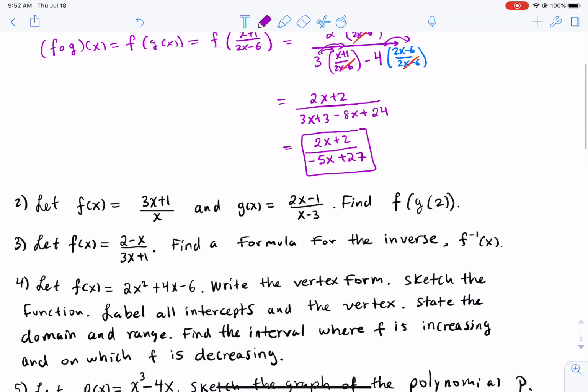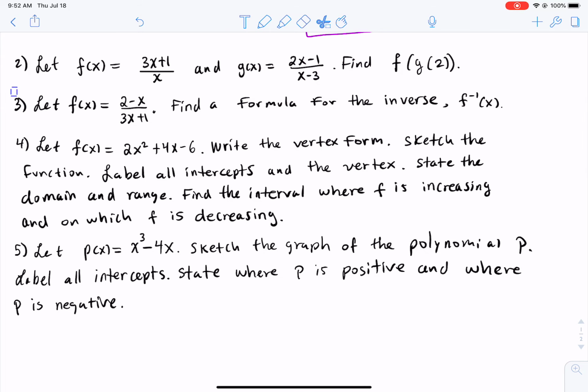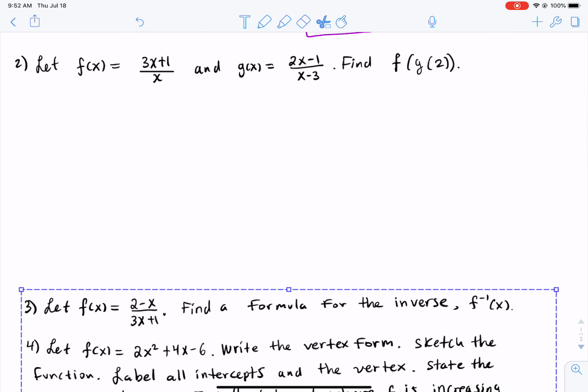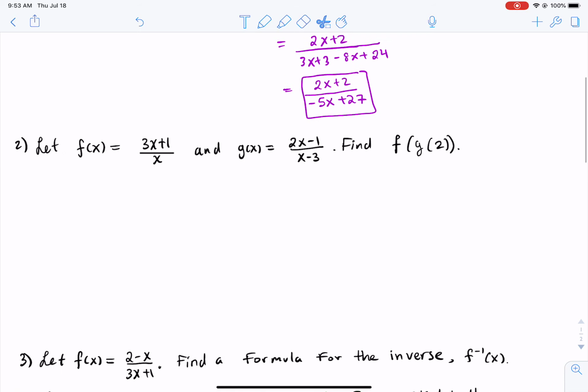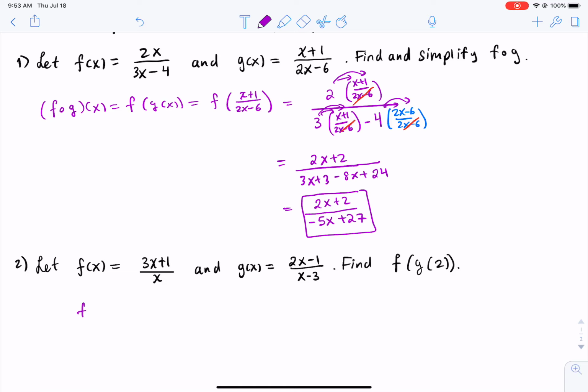All right. So what about number 2? Let me move everything down. There we go. So for number 2, we have f of g of 2. What is g of 2? Plug in 2 into g. On the numerator, we're going to have 4 minus 1, so it's 3, divided by negative 1. So this is f evaluated at negative 3.